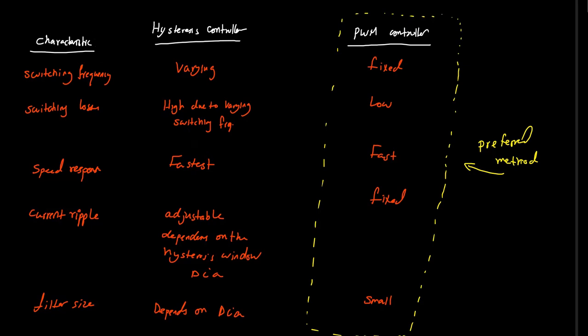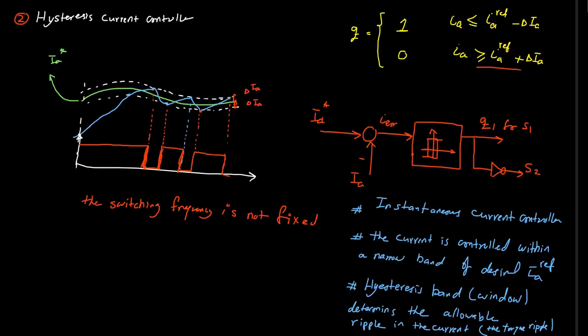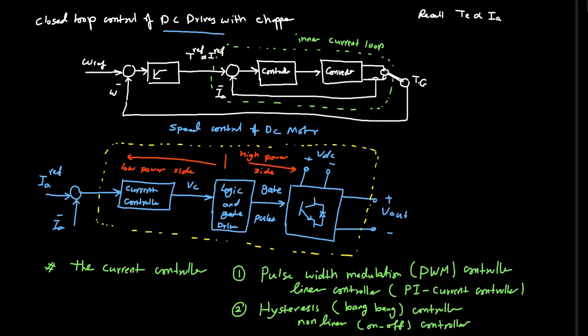So if we return back here to the first question, if the current control is hysteresis, the only design requirement is to specify delta I, and this will end the design, simply because this one will become a linear controller, and the only thing that we can design here is the window length that will decide how much ripple is allowed in the current or how much ripple is allowed in the torque.